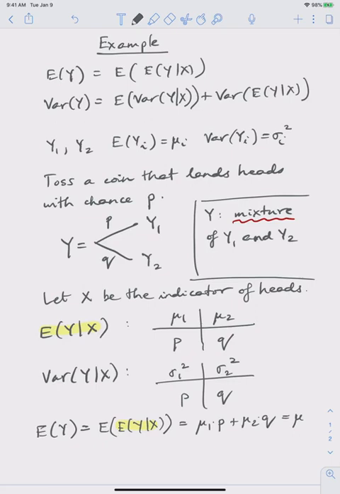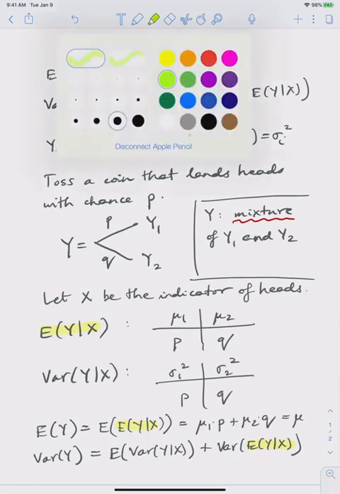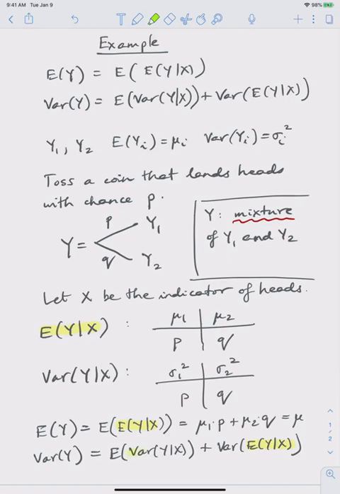Okay, so now our job is to find the variance of y. And that is going to be, by our formula, the expectation of the conditional variance plus the variance of the conditional expectation. And the conditional expectation we recognize as the distribution that we wrote down first, and the conditional variance has the distribution that we wrote down next.